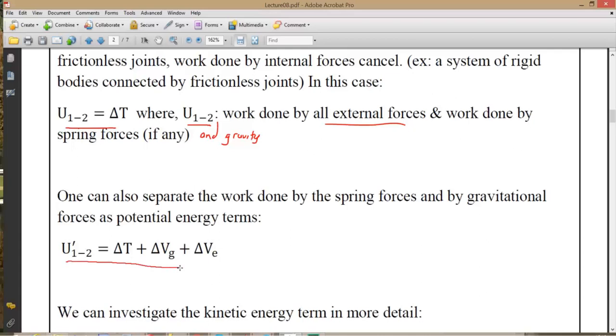Now, also we can separate the work done in this way. This is something we did for the particles as well, so this is the same idea, nothing different. This time this is the total work done by all the non-conservative forces is equal to the change in the total kinetic energy plus the change in the total potential energy due to gravitation and due to elasticity in the system of particles.